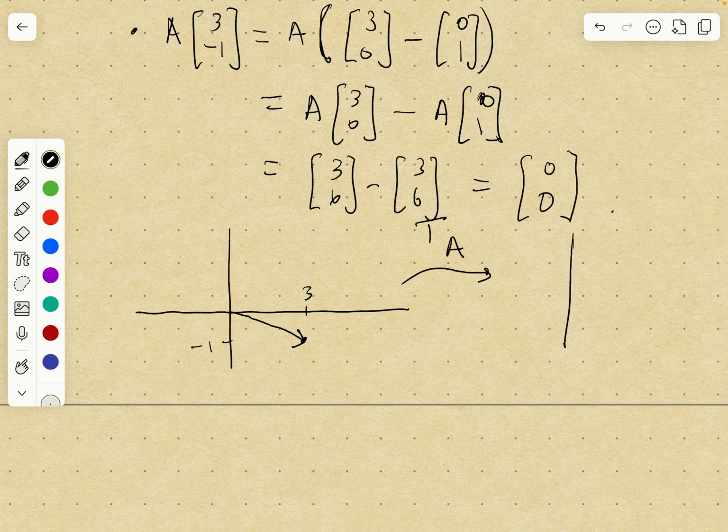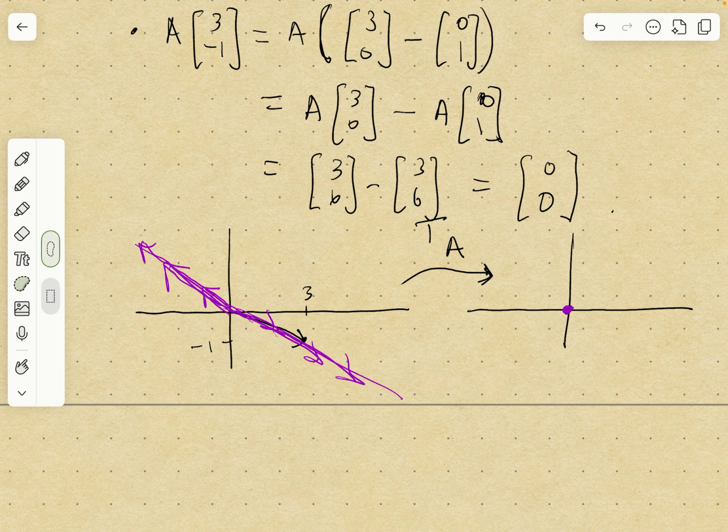Technically, it's T sub A. I'm using a different name for the map because A is a matrix, and a matrix is just a bunch of numbers in a box. So I'm using T sub A for the actual function, the mapping. This map is going to send this vector 3, negative 1 to 0, 0. And so what is it going to do to any scalar multiple of this vector? Any scalar multiple of this vector is also going to go to the origin. So it's going to take this line to a single point.